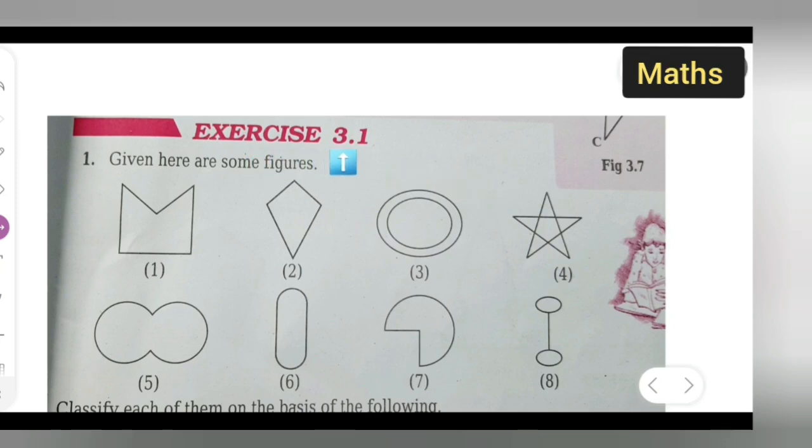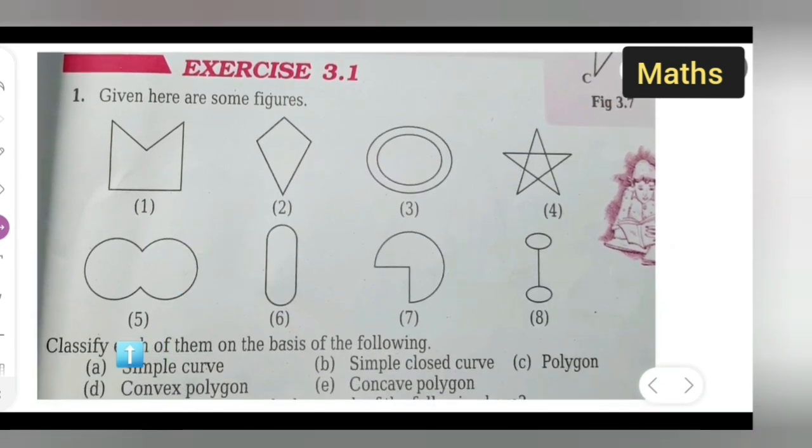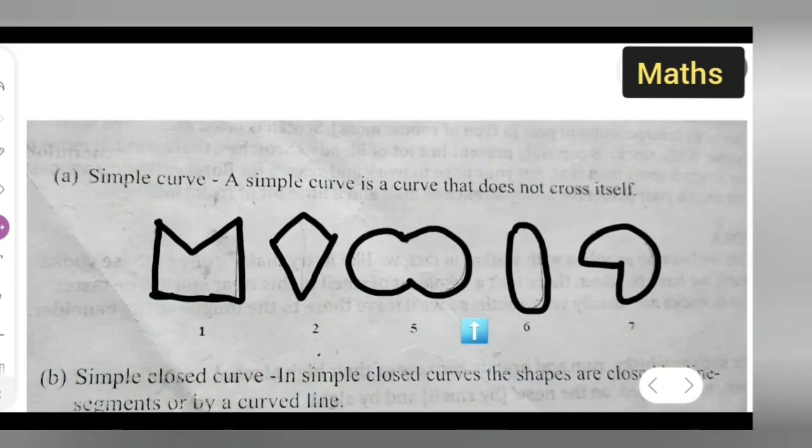So here, exercise 3.1 question number 1, given here are some figures. Okay, now this is the first figure. You'll have to classify each of them on the basis of the following. The first one is a simple curve. Now which are the simple curves in this?